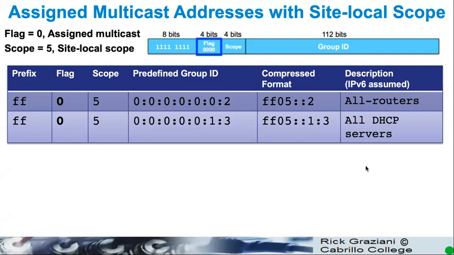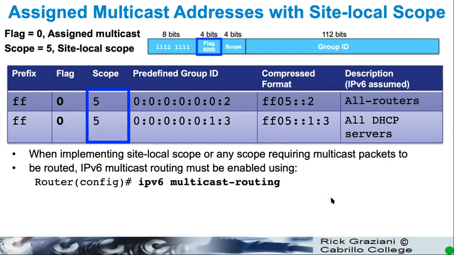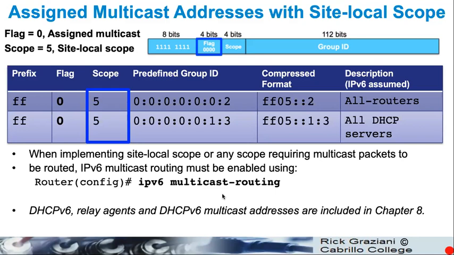Here's actually an example with site local scope. Here we have that same all IPv6 routers, but notice instead of FF02, we have FF05::2. The 2 is the all IPv6 routers. To implement this, by the way, you need to enable IPv6 multicast routing on the router. That is something I won't be going into any detail on here, except we will talk about this last one, relay agents, in chapter 8.